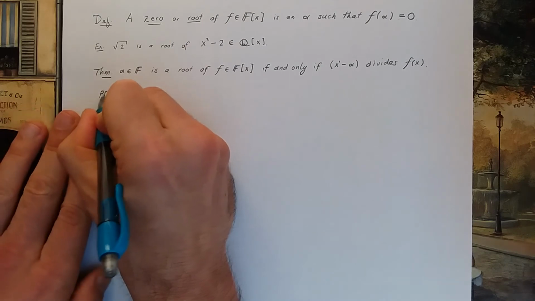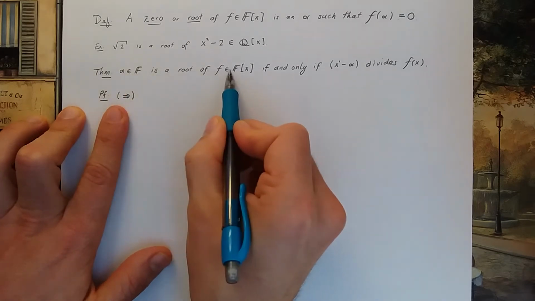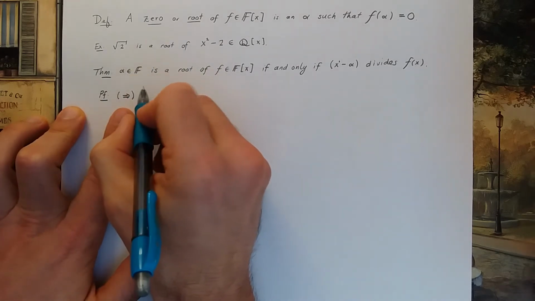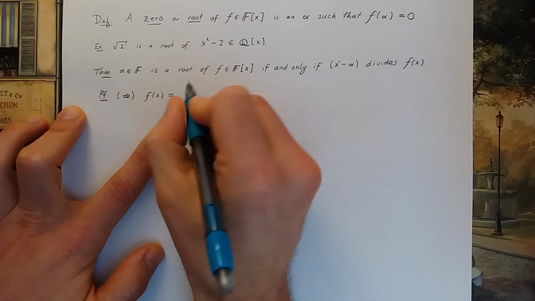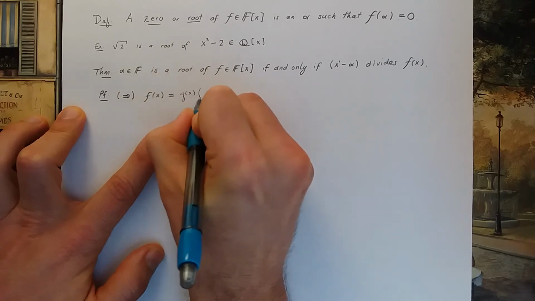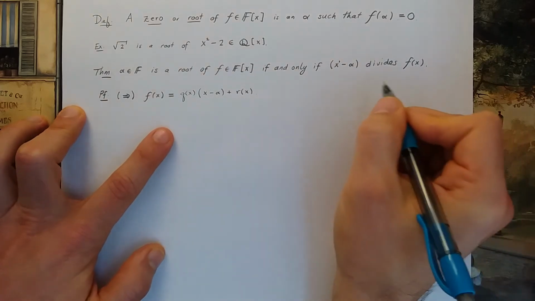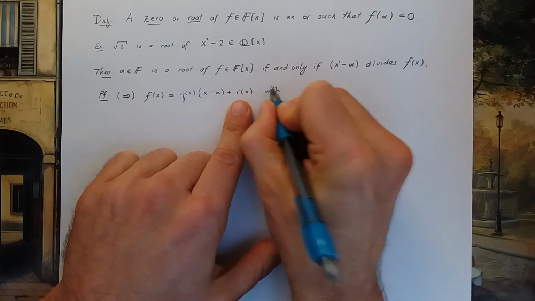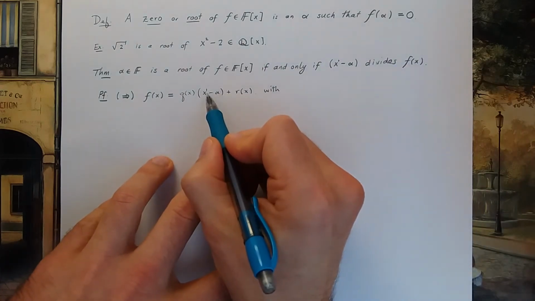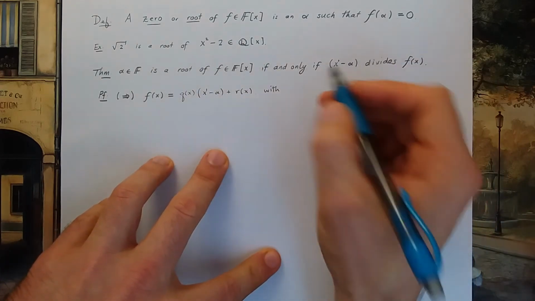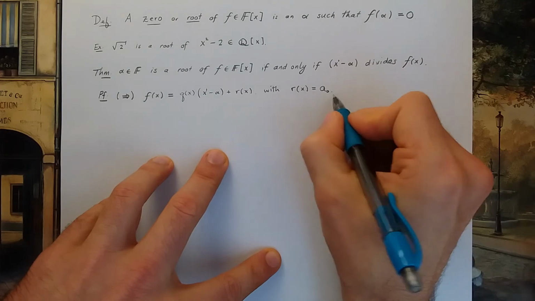So let's prove this. It's not too difficult of a proof. It's an if and only if. Let's first assume that alpha is a root. So using division, I know that my f of x can be written as some q of x times x minus alpha plus some remainder term r of x, with the degree of the remainder term less than 1. So the degree of the remainder term has to be 0, meaning this remainder term is just a single constant in my field.